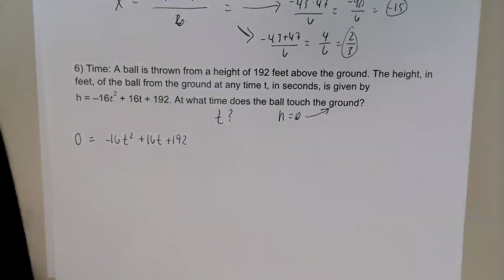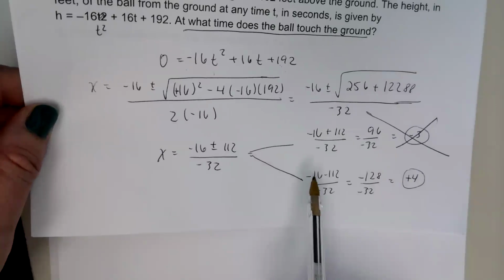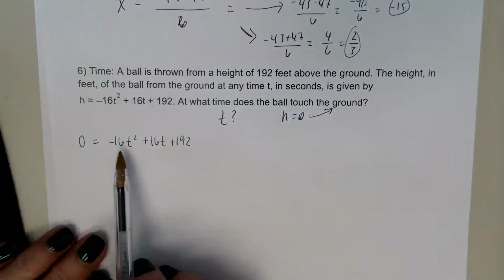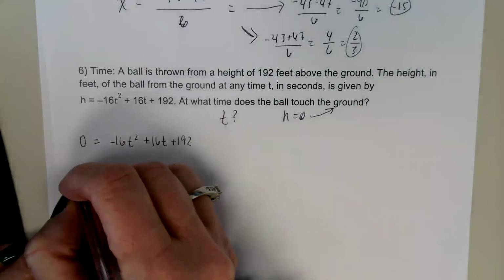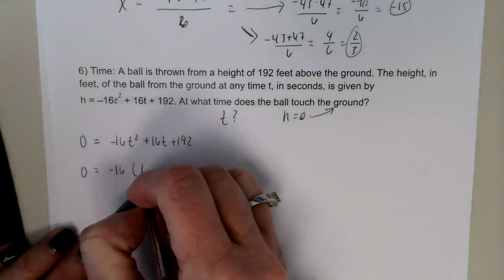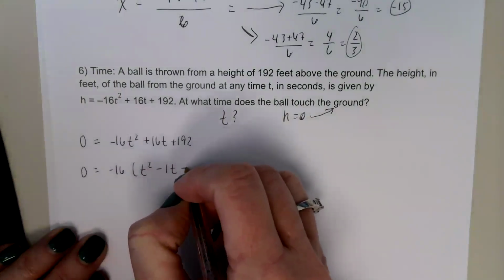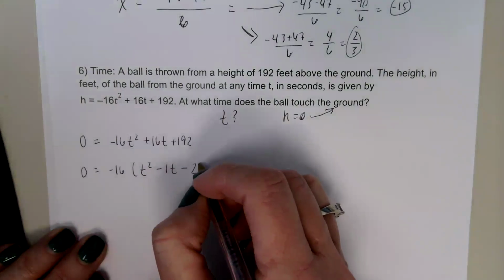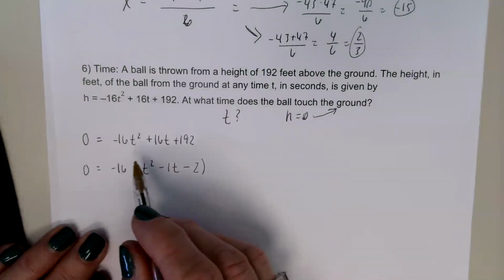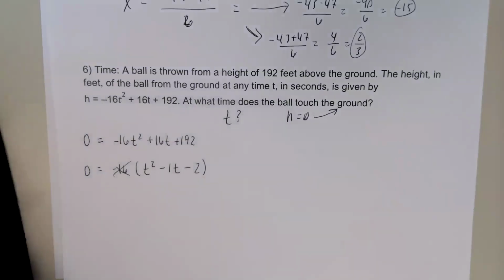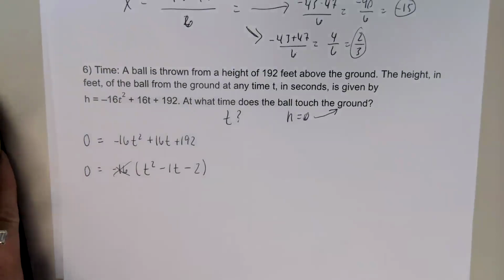The cool thing is that you can see from my answer key that I scanned in, I did it once with the quadratic formula. But if you look, you can also factor out a negative 16. And when you do that, this is what you get. The 16 is just getting eliminated, which is nice.